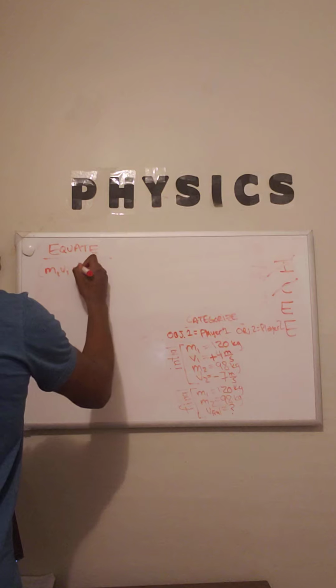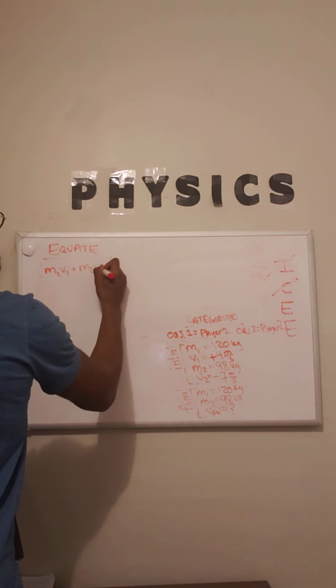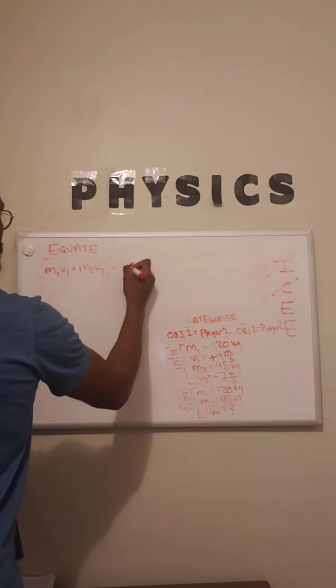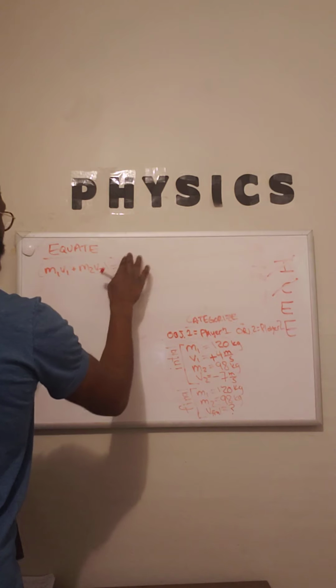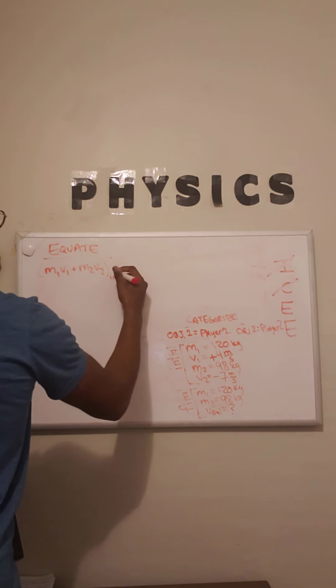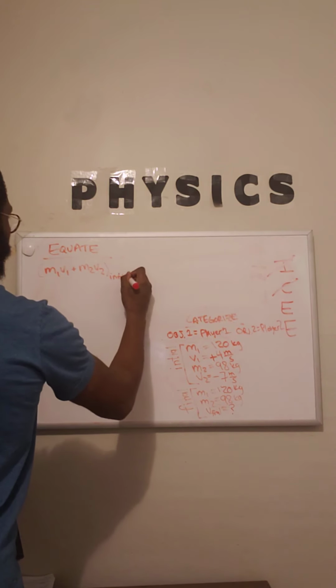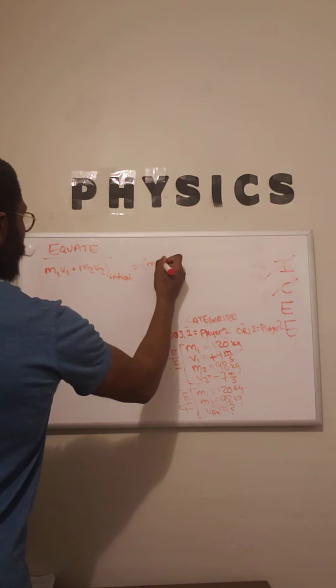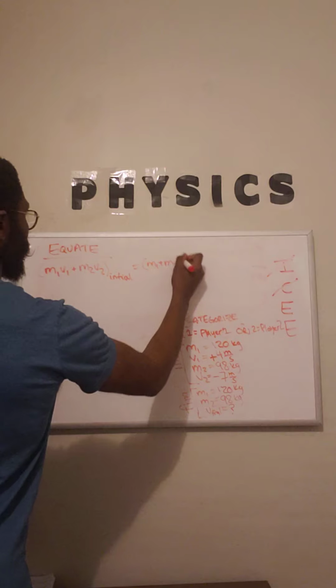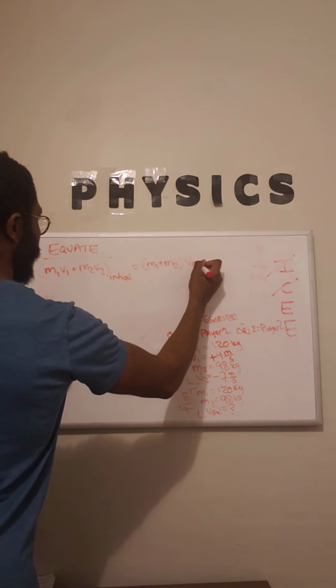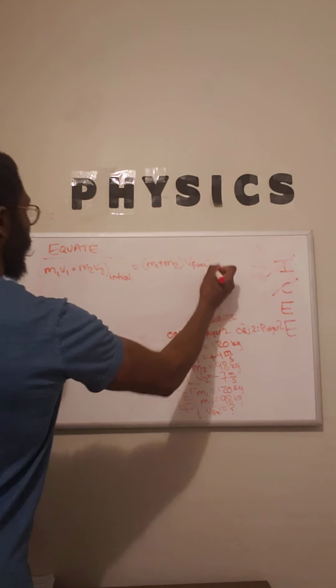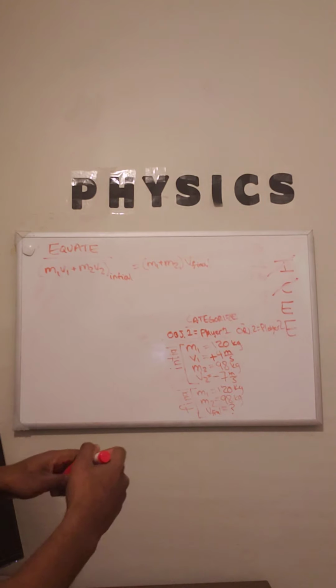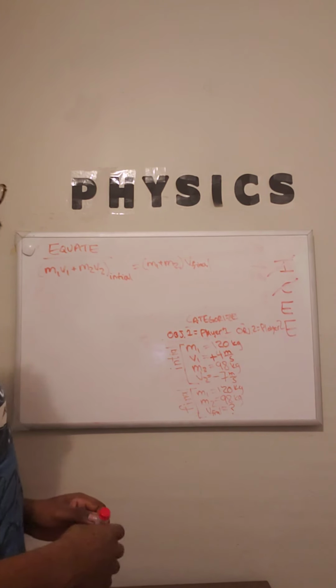M1V1 plus M2V2 equals, and now this is initial, so let me make sure to write that. Initial equals M1 plus M2 times V final. All right, awesome. So that's the equation for an inelastic collision.